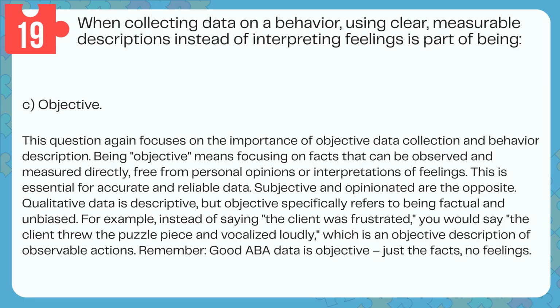For example, instead of saying "the client was frustrated," you would say "the client threw the puzzle piece and vocalized loudly," which is an objective description of observable actions. Remember, good ABA data is objective, just the facts, no feelings.